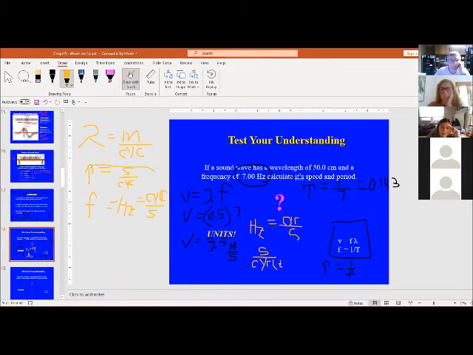You see, these two are inverse. Even the units: seconds per cycle, cycles per second.